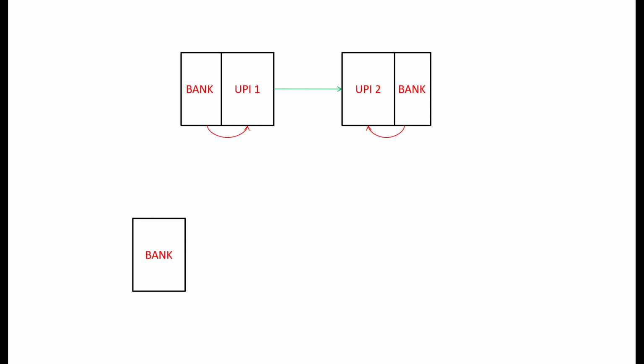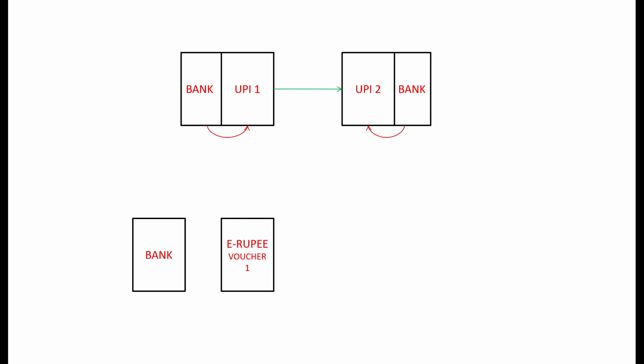Similarly, here person 2 also has a UPI application which is merged with the bank, right? So here the UPI application is transferring the money from Bank 1 to Bank 2 using the UPI applications. Now let us see the difference in CBDC, that is central bank digital currency. Here that person has a bank account and he also has a central bank digital currency wallet in his mobile, right? Here it is not merged, it is a separate entity.